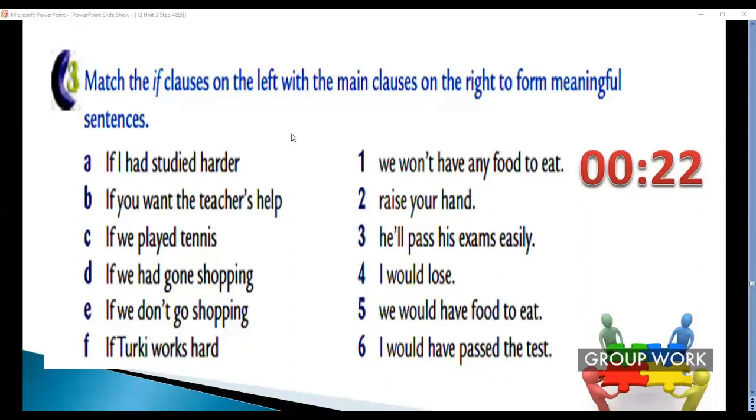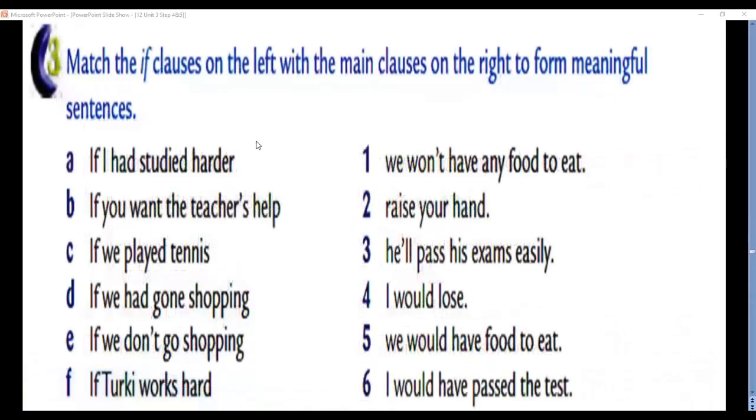Let's see here. I'd like you to think about it, and after that, we will discuss it together. Have a look. If I had studied harder, take care, dear students, number 6, I would have passed the test. B, if you want the teacher's help, think about it, raise your hand. If we played, take care, this is if and played, past simple. Tennis, I would lose. If we had gone shopping, take care. Number 5, we would have food to eat.